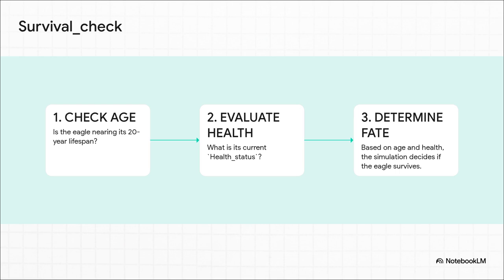First, it checks the age. How close is it to that 20-year limit? Second, it evaluates the health. What's its current status? Finally, it combines those two things to determine the eagle's fate. An old, weak eagle has a much lower chance of passing this check. This function is the ultimate judge, jury, and executioner in our little digital world.